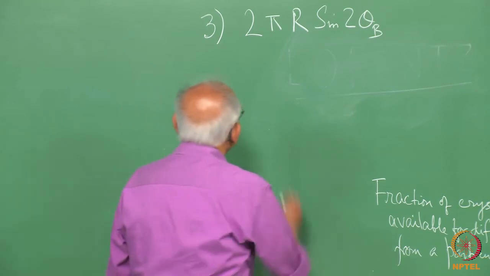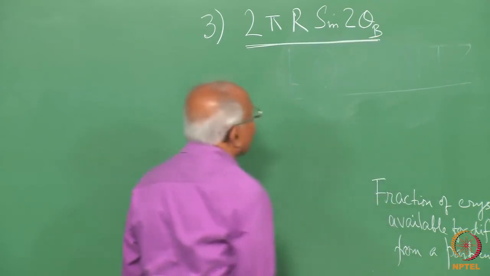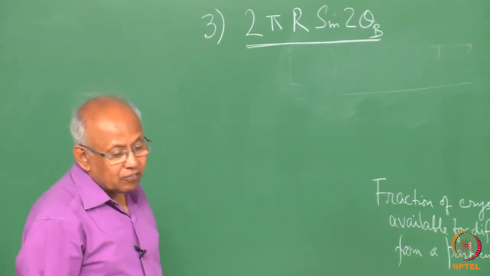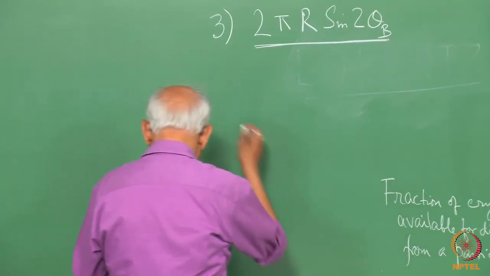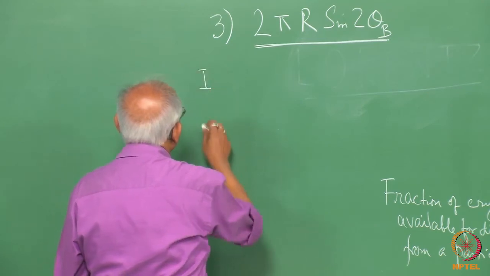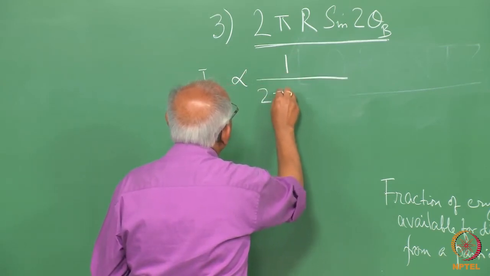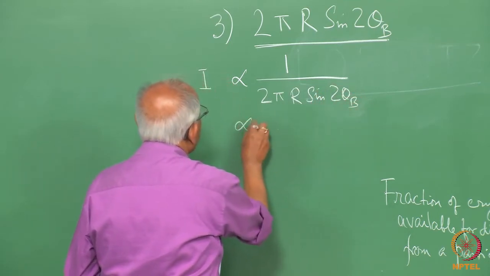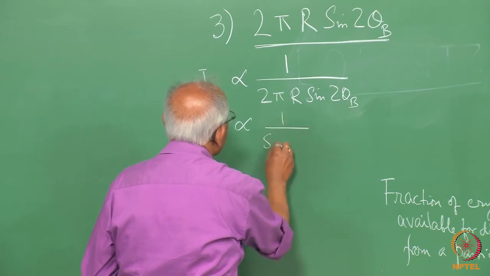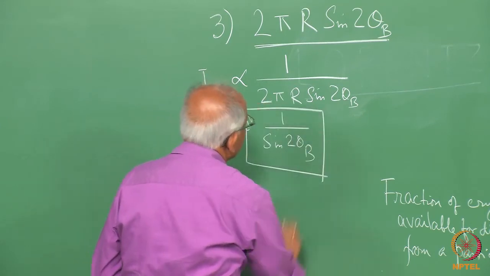So, we do not measure the intensity over the entire length of the base of the cone. We measure the intensity from, say, unit length from this cone. So, in fact, our integrated intensity is proportional to 1 upon 2 pi r sine 2 theta b. That means, I is proportional to 1 upon sine 2 theta b. So, this is another important relationship that we get.